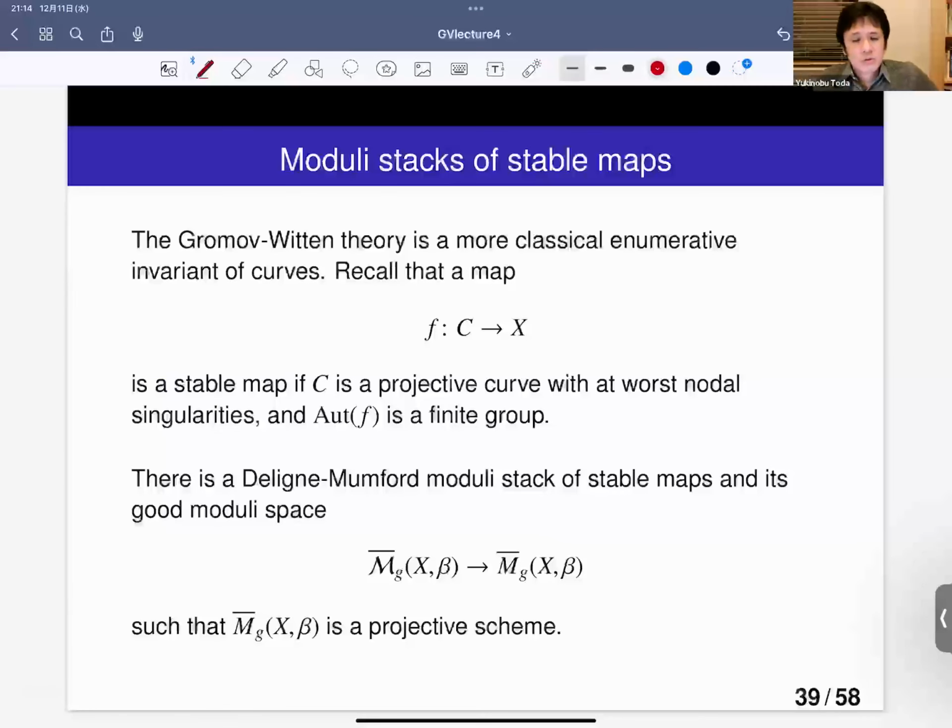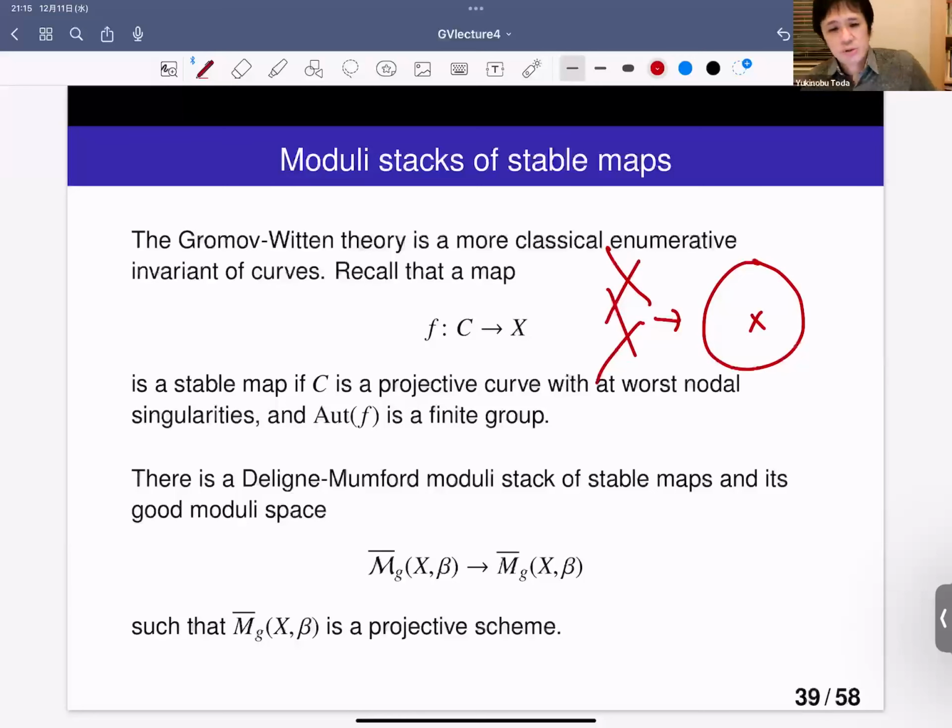Okay, so then let's go to the Gromov-Witten side. The Gromov-Witten theory is more classical, counting curves. In the previous lecture, I also defined the moduli stack of stable maps. A stable map is a map from a projective curve with at worst nodal singularities. So it looks like this. And the automorphism group is a finite group.